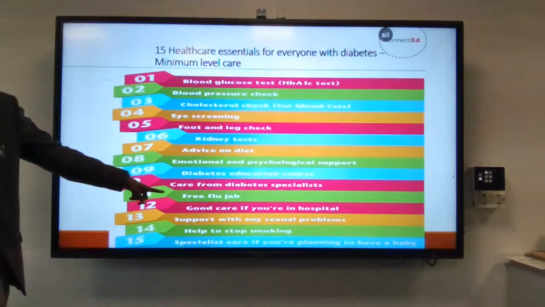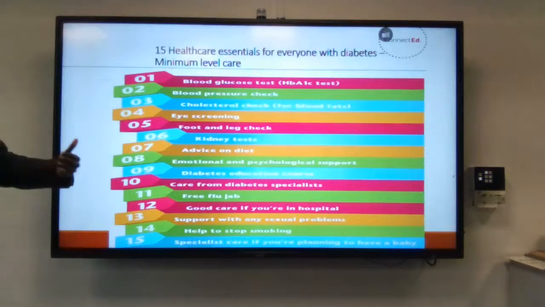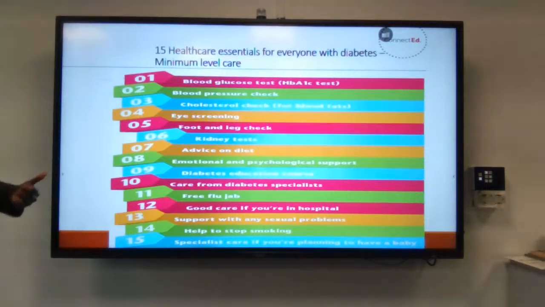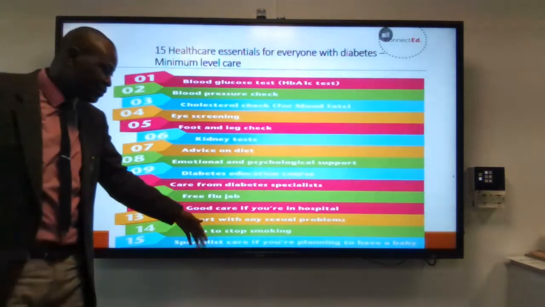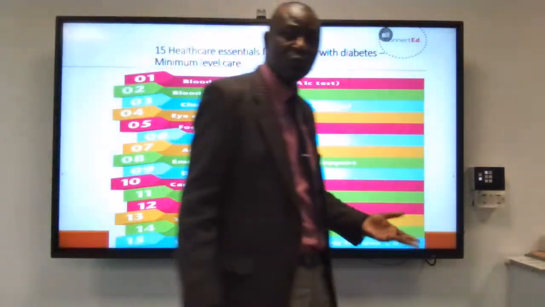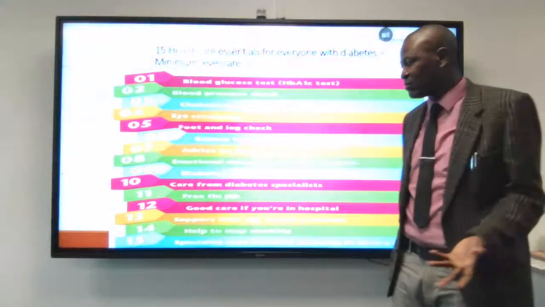Care for the foot, referring to a diabetes specialist. Good care in hospital, again, because there have been cases where patients admitted to hospital sometimes develop DKA and hypoglycemia, and that shouldn't really be happening. Support with any sexual problem, because it's a sensitive issue and people don't want to talk about it. You've got to initiate this in a clever way.